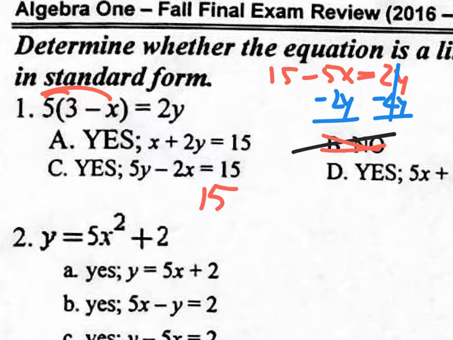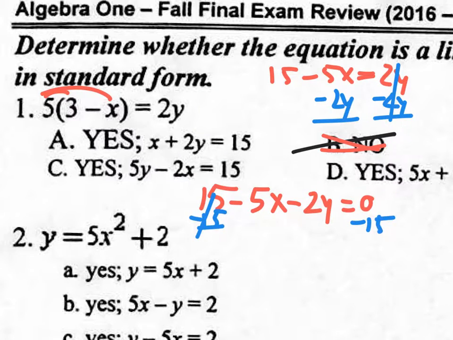15 minus 5x. Take away 2y equals 0. But of course, you want the c value on the right side. Okay? So you're going to have to subtract 15 and subtract 15. And this would be your standard form equation.